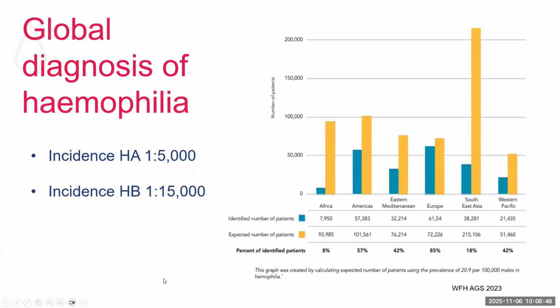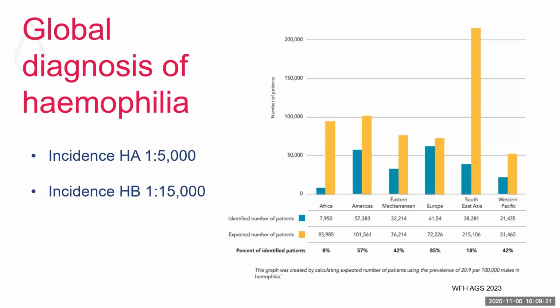The WFH Annual Global Survey highlights the issues of diagnosis of haemophilia A and B in some parts of the world. It does this by comparing the expected number of patients with haemophilia, shown in yellow, with the reported number, shown in blue. You can see quite clearly there are some areas of the world in Africa and Southeast Asia where there is a big difference between the patients that have been identified and those numbers that we were expecting to see.